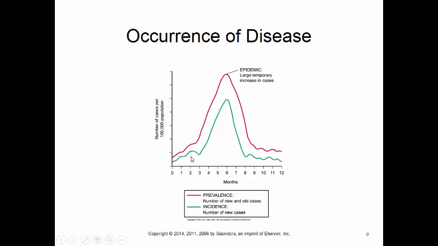And we can see as we have a spike of new cases, the prevalence increases, which is new and old. Epidemic is when we have a large temporary increase in cases. So right now we're in an epidemic, but hopefully it'll level off and calm down in the future.